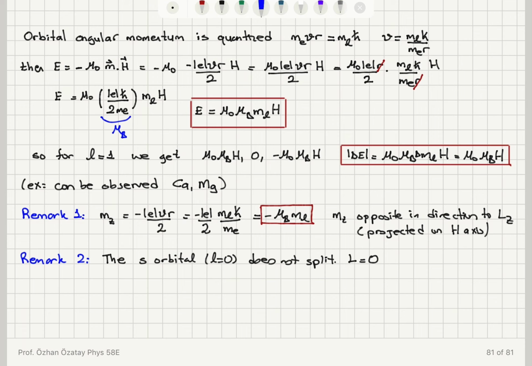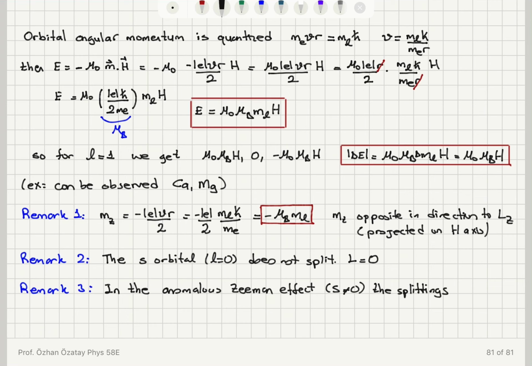The other thing is, as a third remark, we will see when we study the anomalous Zeeman effect, which is the more common one, the amount of splitting that we see in the energy levels are unequal. So in the anomalous Zeeman effect, where we have a spin angular momentum that is non-zero, net spin angular momentum is non-zero, the splittings, as opposed to the normal Zeeman effect, are unequal.